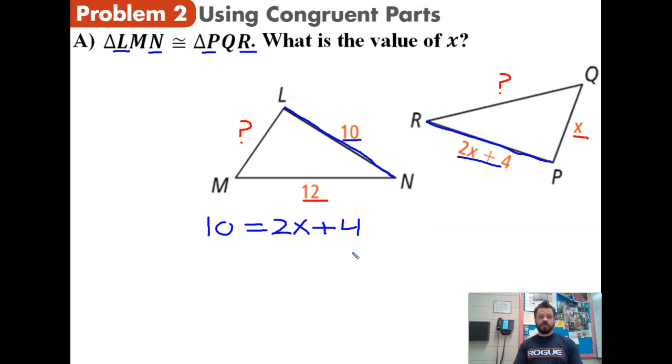So once we have that equation, we can solve for x. I'm going to subtract 4 from both sides, which will give me 6 is equal to 2x. And then I'll divide both sides by 2. And we'll end up with x equals 3.